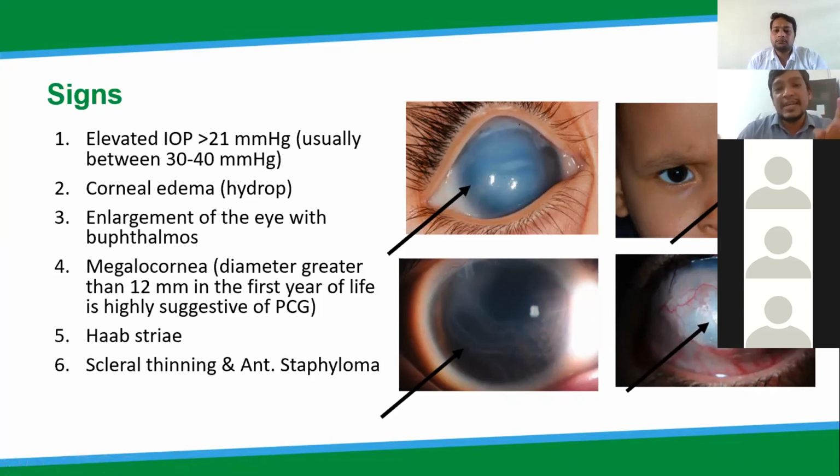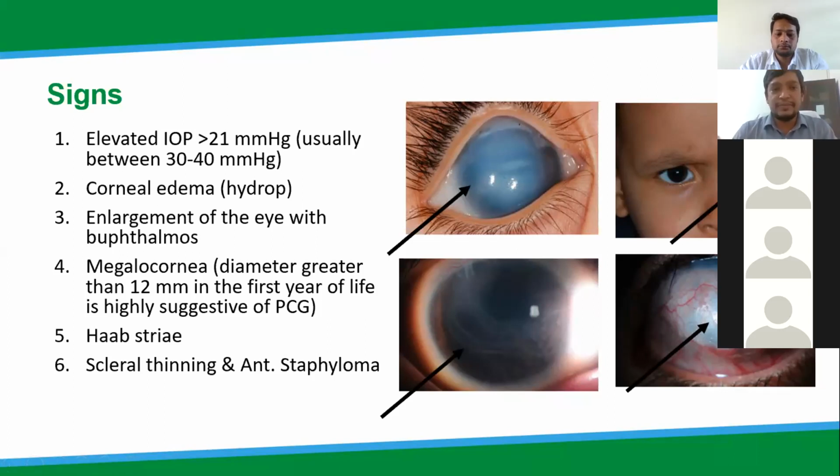A few of the signs are very easily identifiable, like corneal edema or corneal hydrops, and the large corneal size. These signs are easily identifiable, so glaucoma patients can be easily identified.